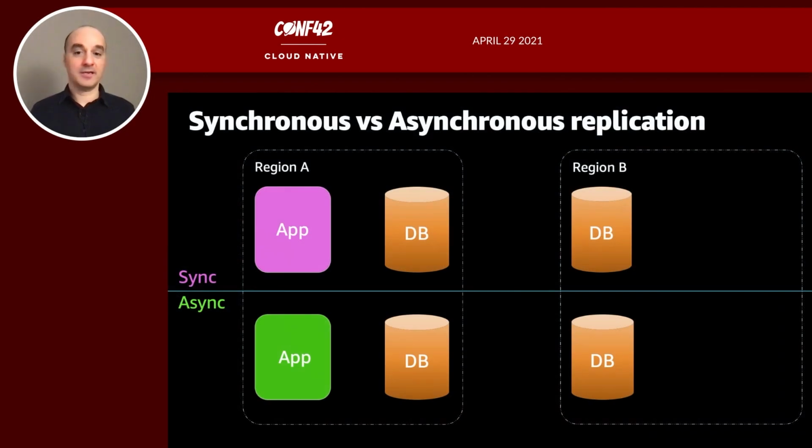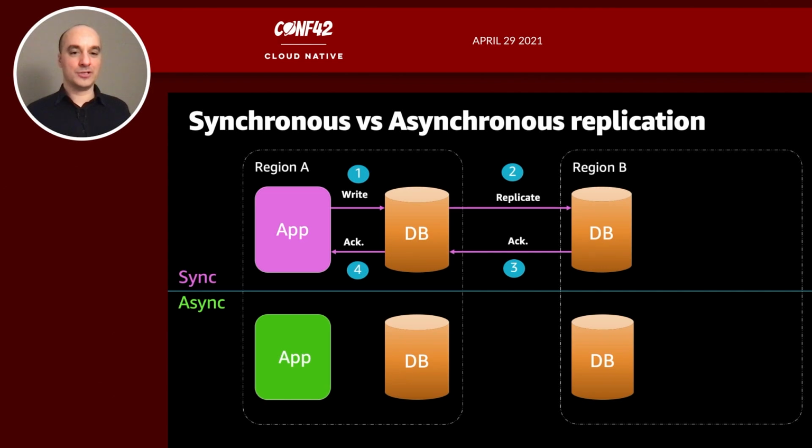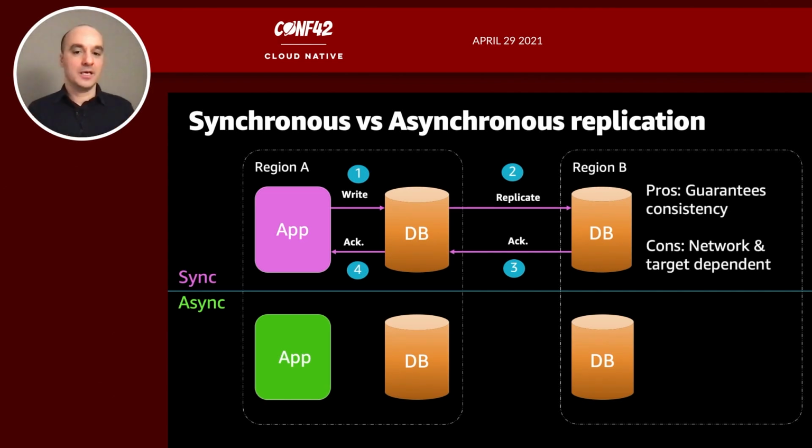And for that, there are at least two approaches for this cross-regional data replication: the synchronous solution and the asynchronous solution. With synchronous replication, write requests need to successfully replicate across regions so that they can be acknowledged back to the application. This ensures consistency across regions, but creates a dependency on other regions. So, if one region fails, they all fail.